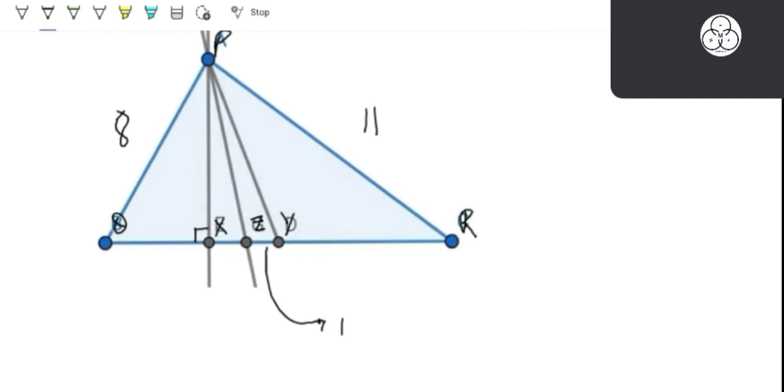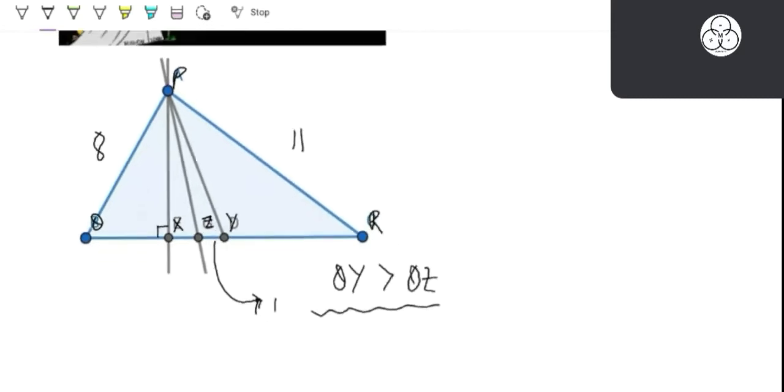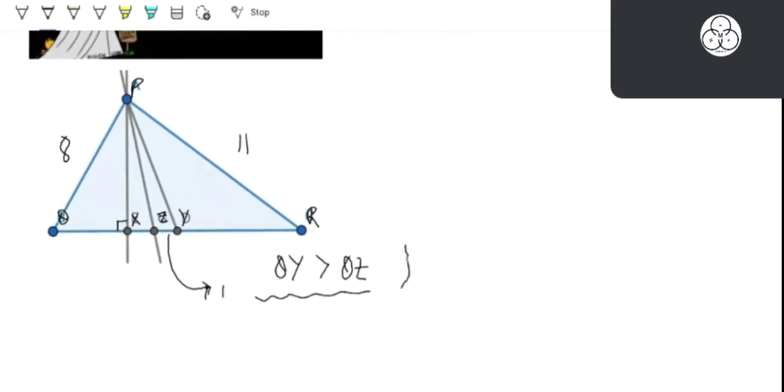Now the first question that comes to my mind regarding the diagram itself is why we have drawn it in this way. Like, how can we say that QY, which is actually the median, is greater than QZ? What is the argument? Just have a look. The argument can easily be solved by the angle bisector theorem.